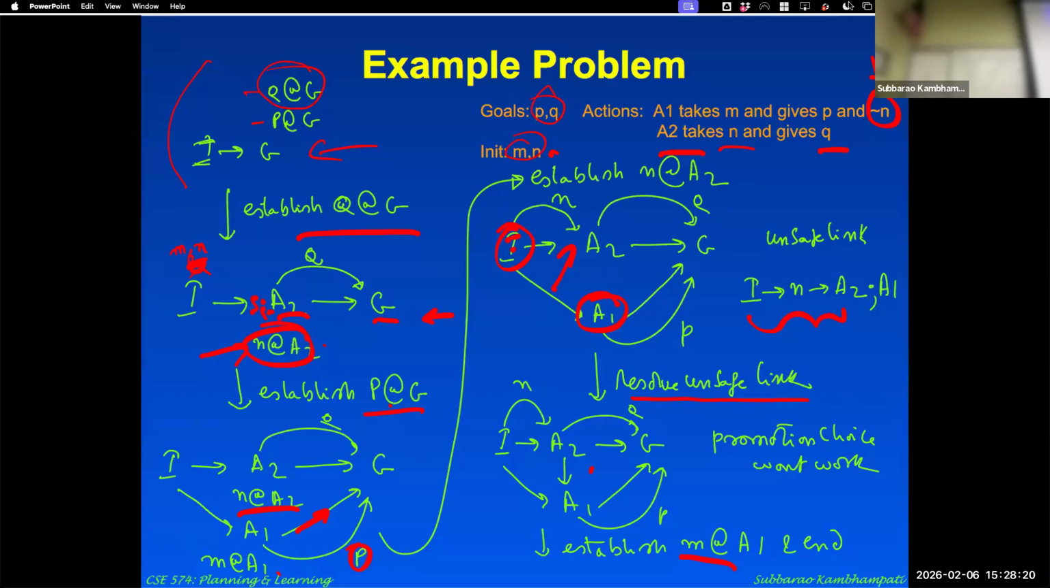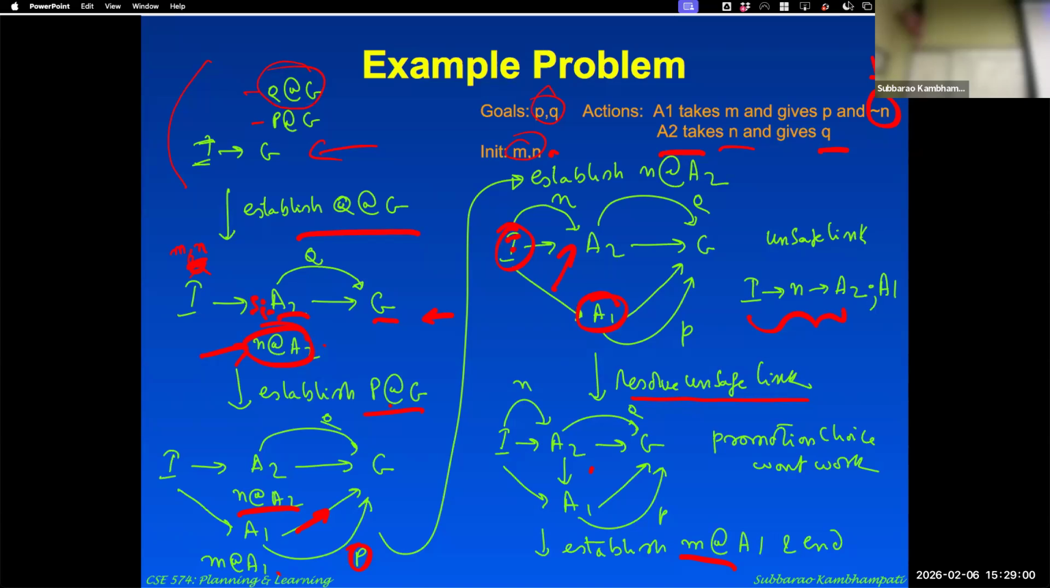Right? So at this point, everything is taken care of except M at S2. That's the one thing that's left. You can establish M at A1, basically. A1 is the step S2, right? And it turns out that M is present in the initial state. So I will put a link from I to A1 and I'm done. At that point, there are 0 flaws, no unsafe links, no open conditions. So for this simple problem, you are done. You see what I'm saying?